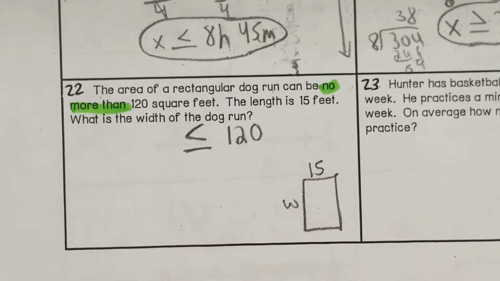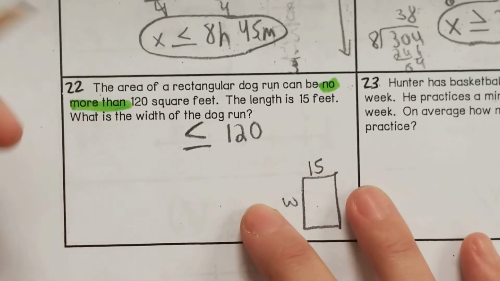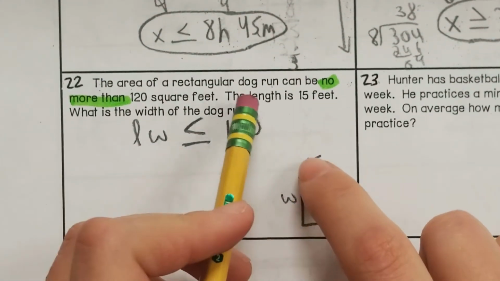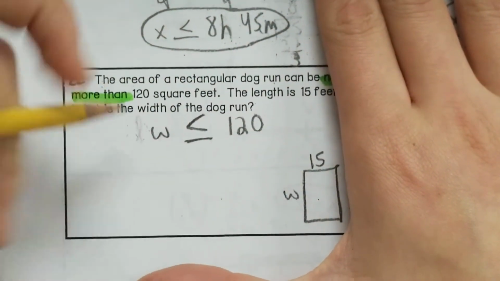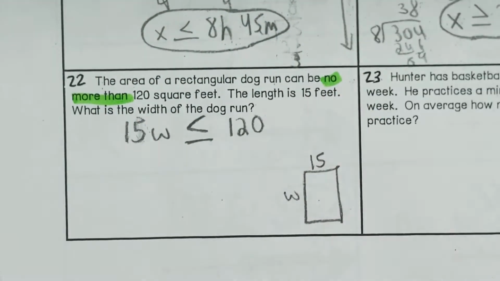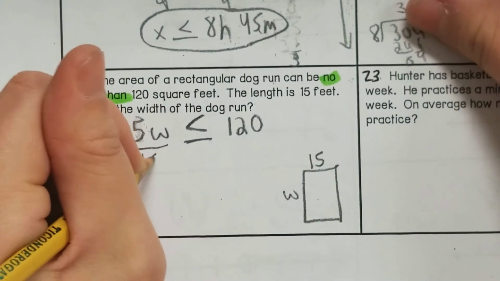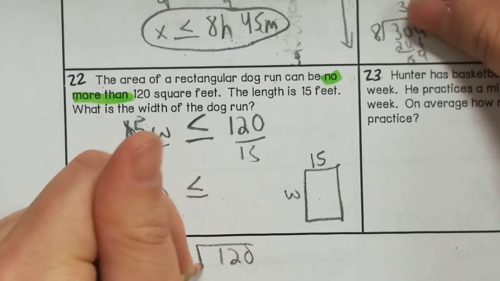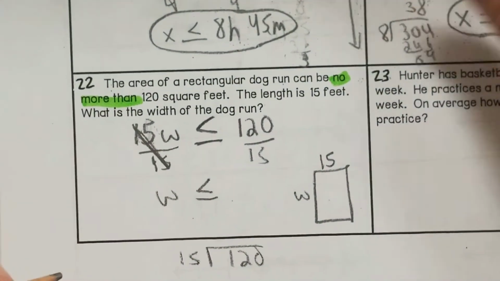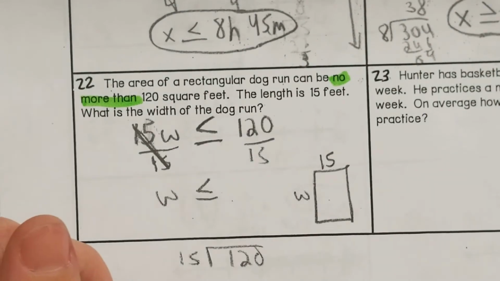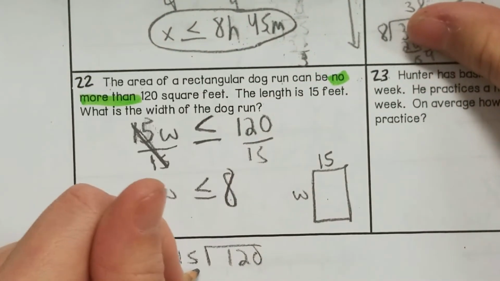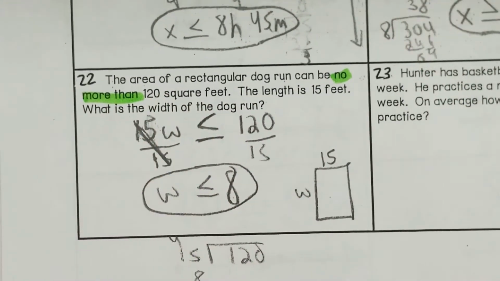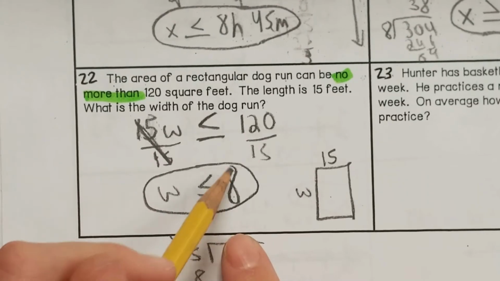And here's where you have to kind of think about what area of a rectangle is. If you know that it's length times width, then you're good. Because you can just say, oh, the length is 15 feet. And then you can solve from there. I would divide both sides by 15 because this equals 1. The 120 divided by 15 should be, oh my gosh, I think it's 8 if I remember correctly. Let me double check my work. Yep, no, it's 8. So I know the width of the dog run is 8 or less.